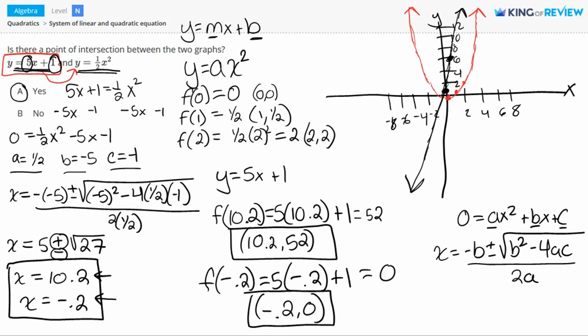So we have our parabola here, and you can see that it intersects here. And if our graph was larger, both of these lines would continue. This line would continue, and this parabola's line here would continue until they intersect again. And that would represent this point here, 10.2, 52. And then right here we have our other point of intersection.